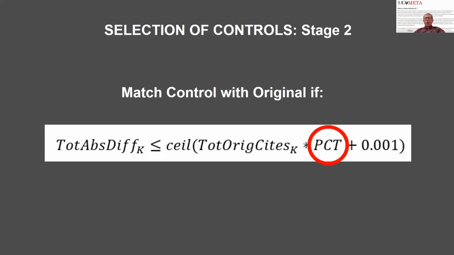And so that percent is going to take values of 0, 10, and 20%. And as that percent gets larger, the caliper gets bigger, and we allow more matches. Okay, so that's our matching strategy. And honestly, I spent a lot of time on that because I think that really is the key part of the paper, is how we choose our controls.